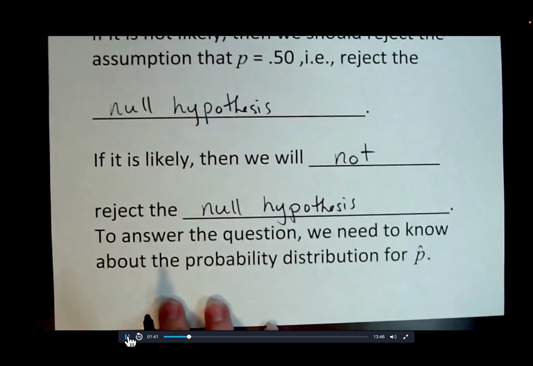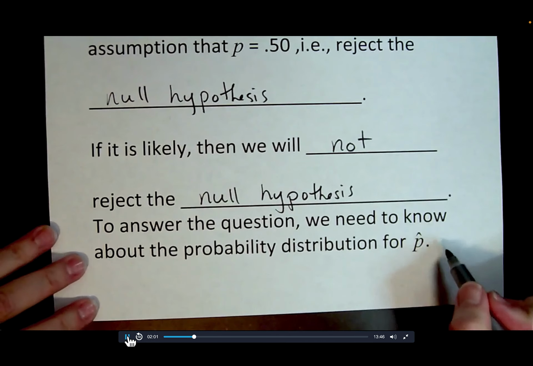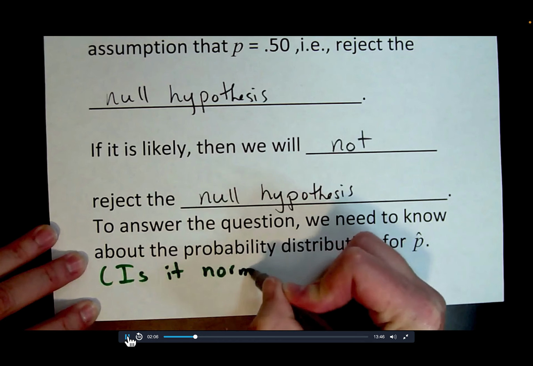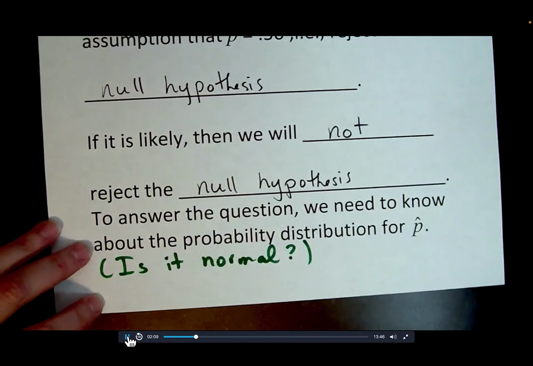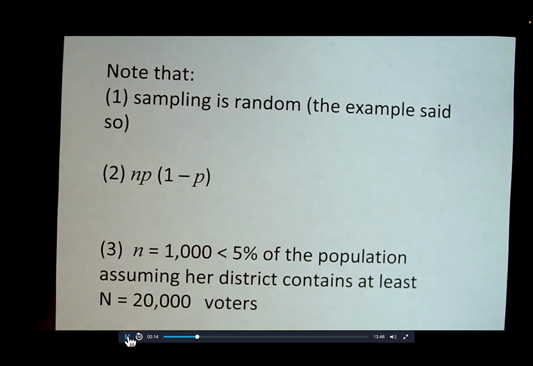Now, to answer the question, we need to know about the probability distribution for p hat. Basically, what I need to know is that it's normal, so I can look things up on the standard normal table. So we need to know about the probability distribution. Basically, is it normal or approximately normal? So notice that the sampling is random. How do I know that? The example said so. That's how I know.